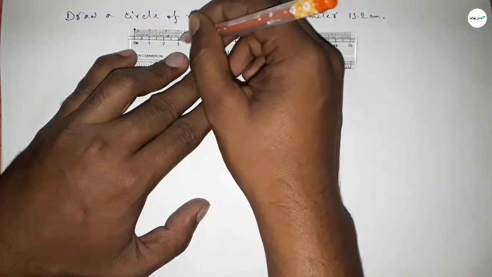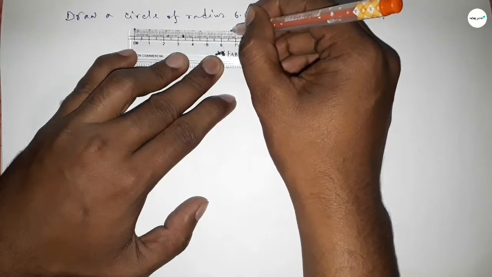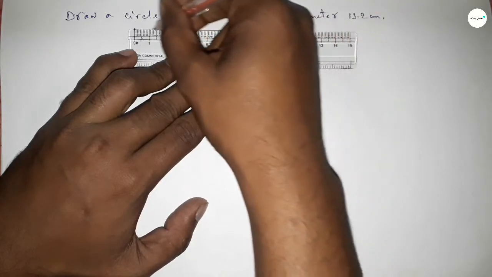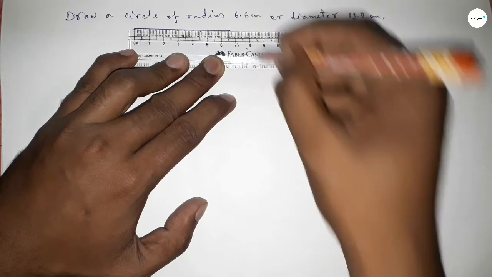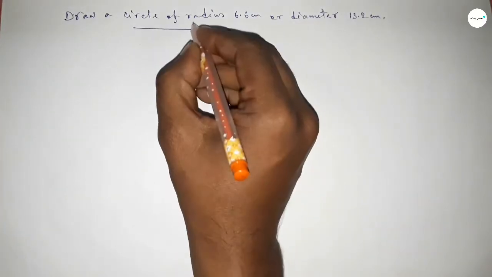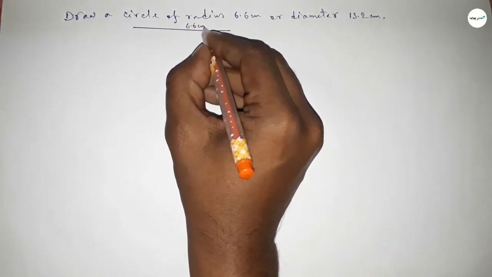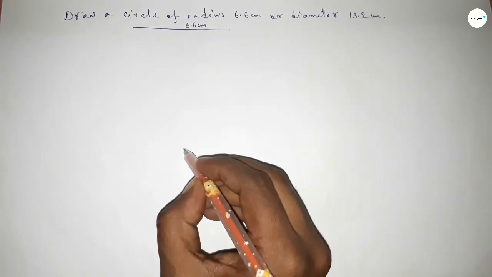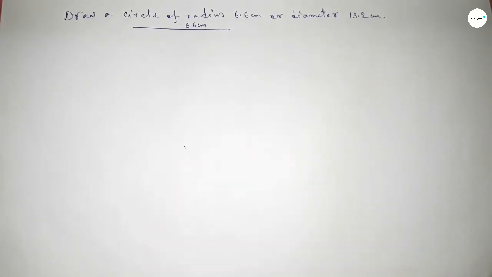So the starting 0, 1, 2, 3, 4, 5, 6, and this is 6.6 centimeter, and we know that radius of a circle is equal to half of diameter of the circle. So this is 6.6 centimeter. Now taking here a point.